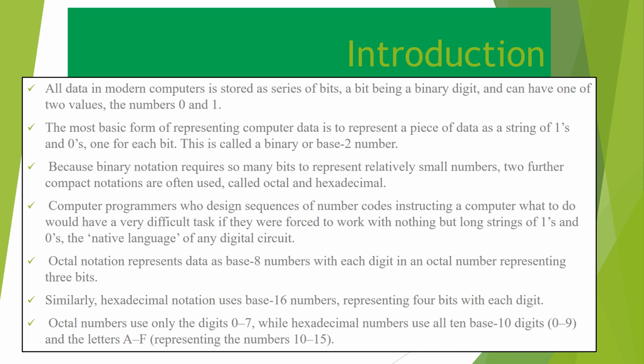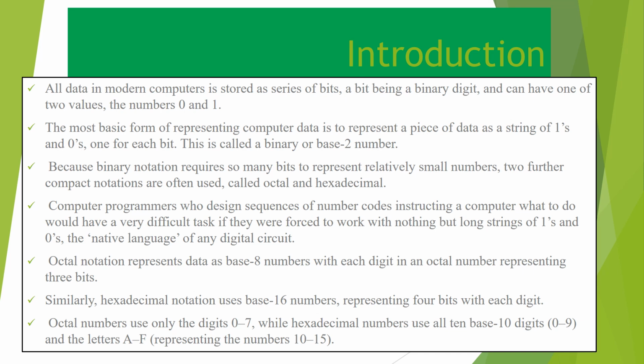As we know from the slide that I have displayed, all data in modern computers is stored as a series of bits, a bit being a binary digit. And remember, a binary digit will always take two states, that is either a 1 or a 0. The most basic form of representing computer data is to represent a piece of data as a string of ones and zeros, one for each bit. And this is simply what we call binary, or base 2 numbers, written with a subscript of 2.